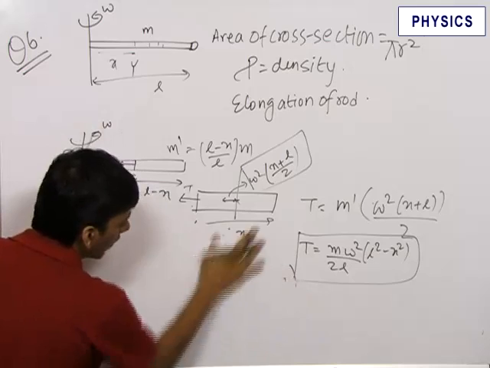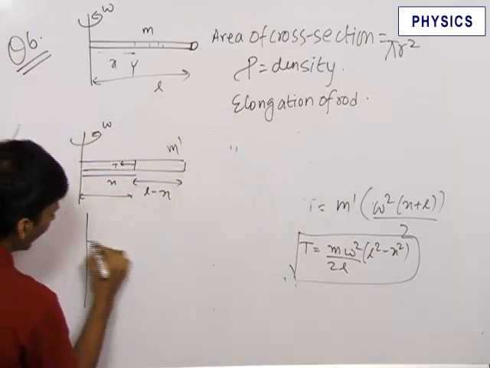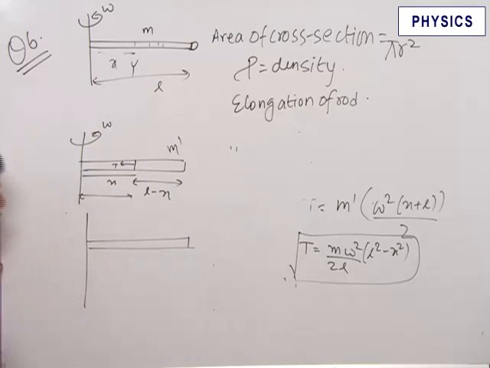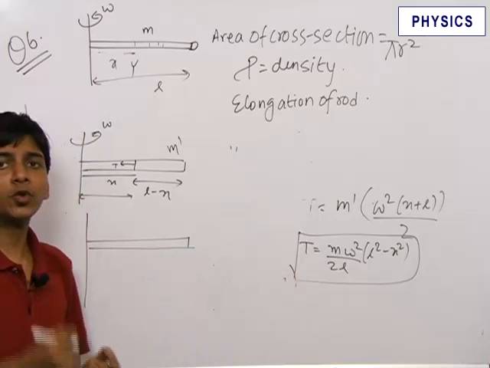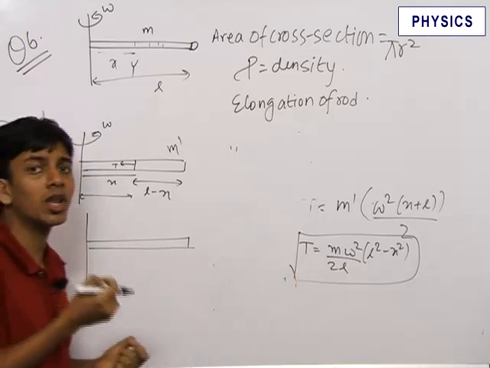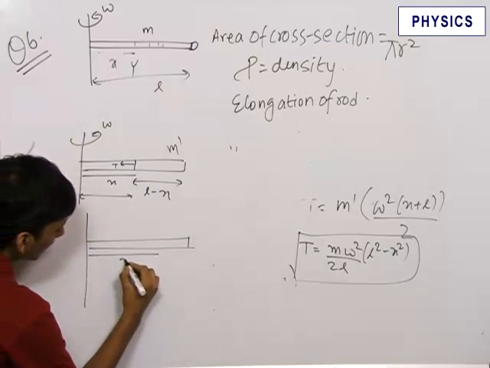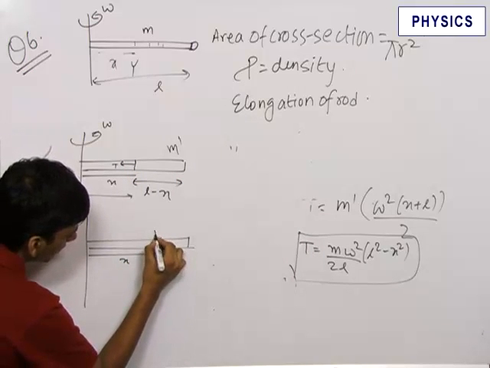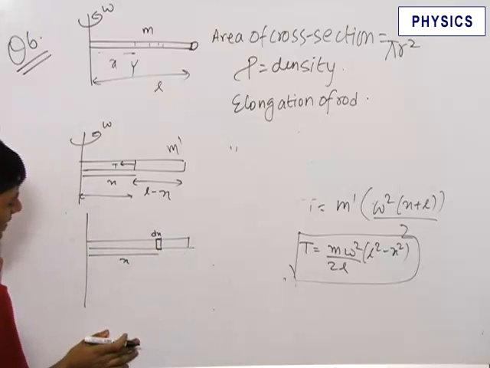Now to find out the total elongation of the rod, since this tension is not constant throughout the rod, we have to integrate the extension in each of the small elements of the rod to find out the total elongation of the rod. Let us consider an element of thickness dx at a distance x from the axis.